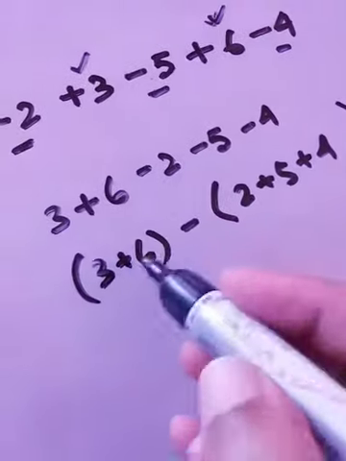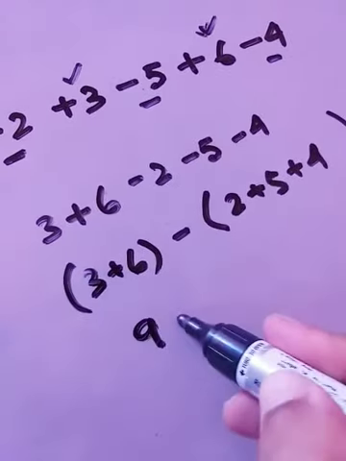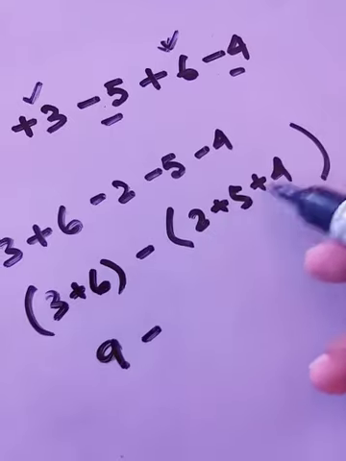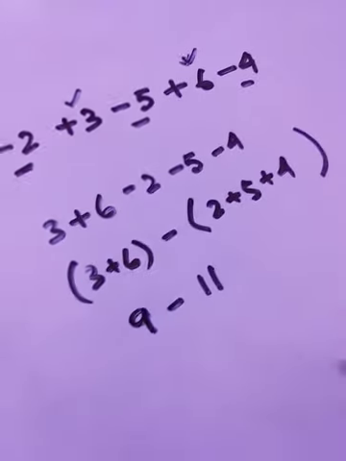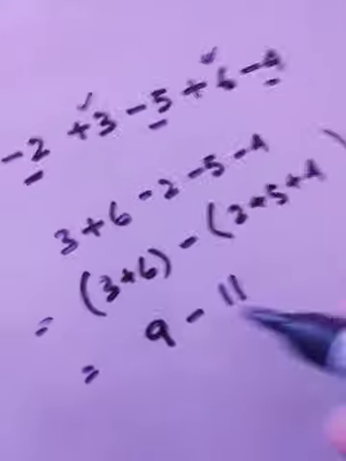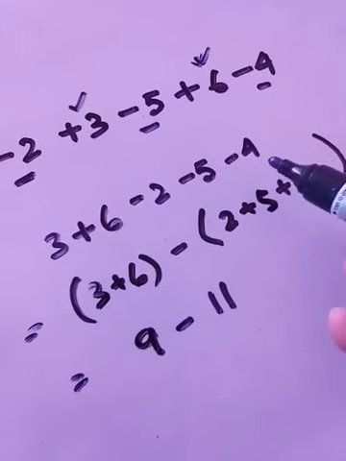Now you just have to solve the bracket. 3 plus 6 is what? 9. Give a minus sign, solve this bracket. 9, 10, 11. See? Understood how exactly I have done?